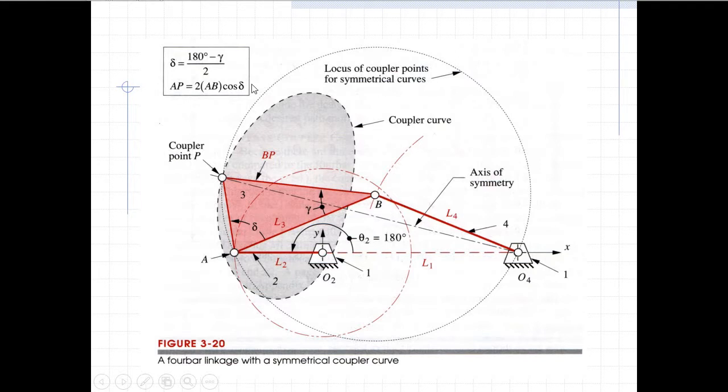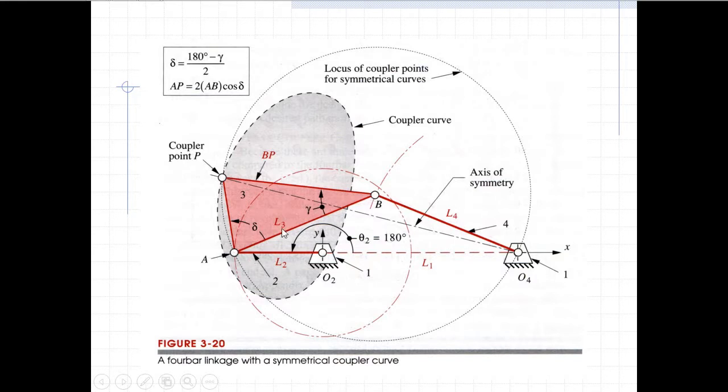To end up with such a symmetrical coupler curve, what we need to do is make sure that our crank is extended collinear with our ground length. So that's what we'll do first. If you want to come up with a linkage that traces out symmetric coupler curves, the first thing you will do is make sure that a few things happen.